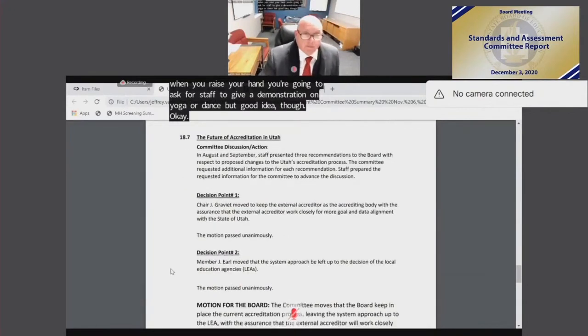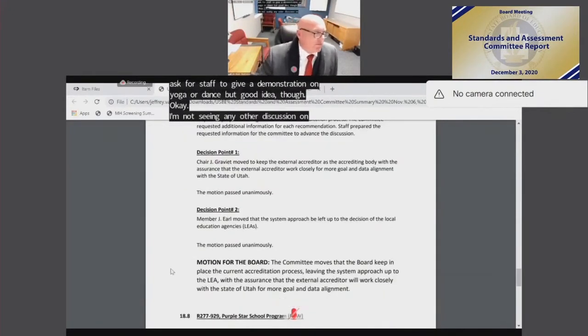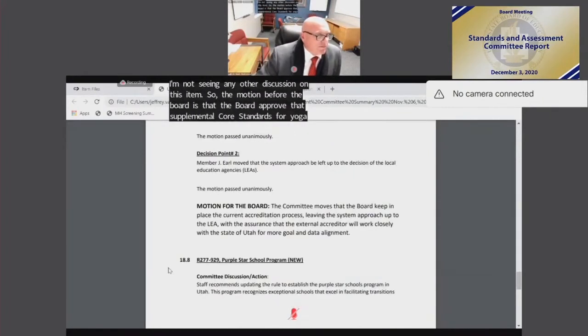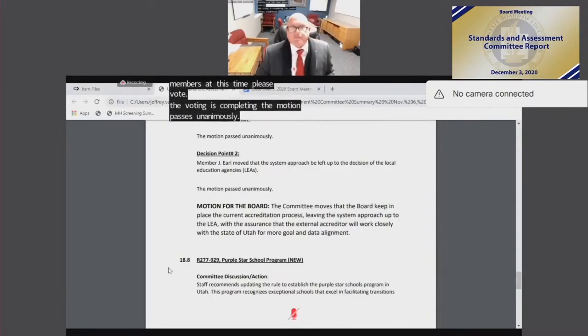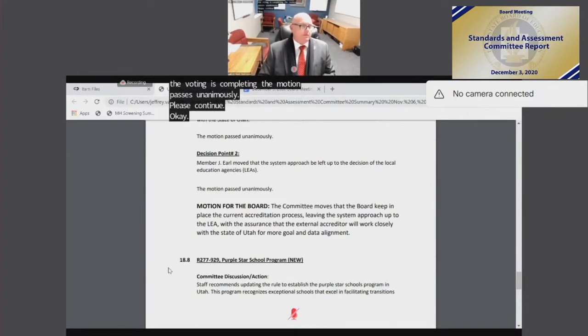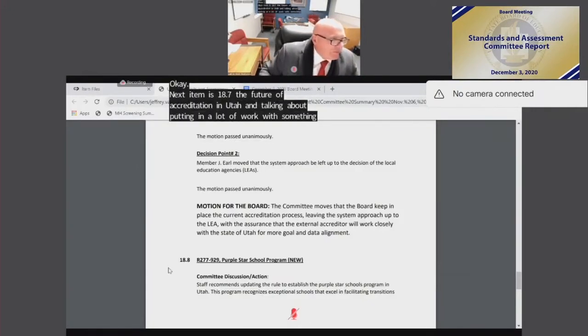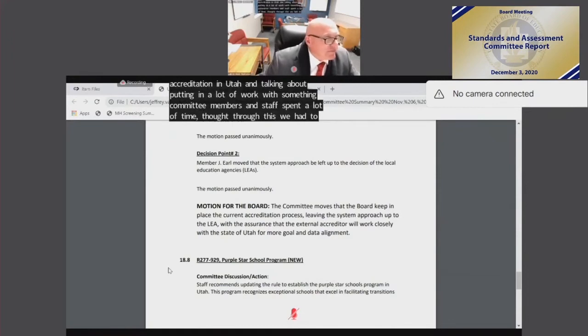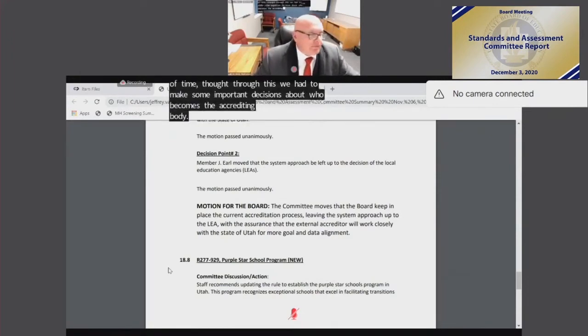Next item is 18.7, the future of accreditation in Utah, and talking about putting in a lot of work with something. Committee members and staff spent a lot of time, thought through this. We had to make some important decisions about who becomes the accrediting body, what kind of approach you use. And I can assure you that we really discussed these things and led to, I think, a thoughtful decision. So the motion for the board is the committee moves that the board keep in place the current accreditation process, leaving the system approach up to the LEA with the assurance that the external accreditor will work closely with the state of Utah for more goal and data alignment.